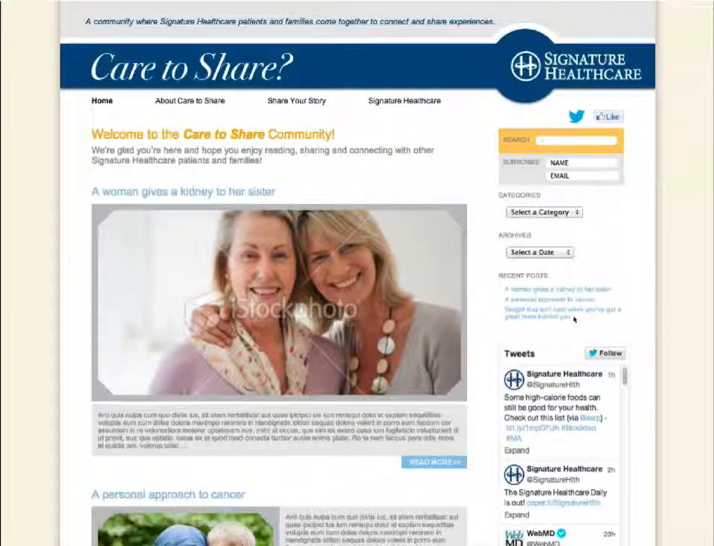And then here's one we're actually in the process of building right now for one of our clients, Signature Healthcare. You can see the stock photo is still in the image because it's just a comp. But we are building this Care to Share community, and it's a chance for patients and family members of the hospital to come in and share their stories and connect with other patients and other family members who might be going through the same thing. And it's a powerful platform.